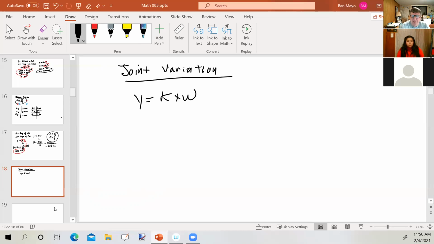Do any of you have a joint checking account? Or maybe you don't, do you even have a checking account? A joint checking account, I'm married, my wife and I have a joint checking account. That means there's more than one person on that account. Joint variation means there's more than one variable on the right side of the equation. So y equals kxw, for instance. Okay, so x and w, two different variables. Joint variation. All right, let's take a look at an example of joint variation.